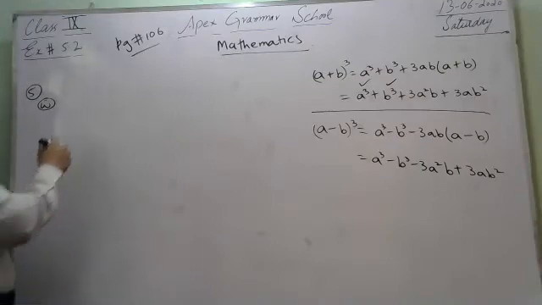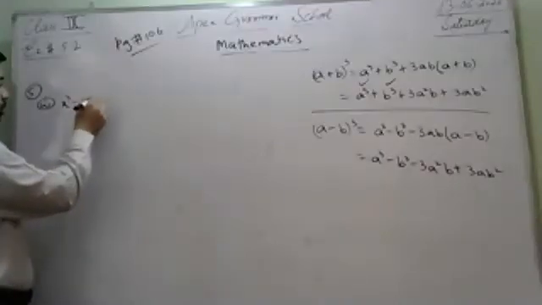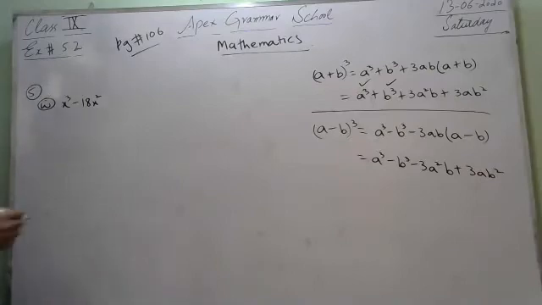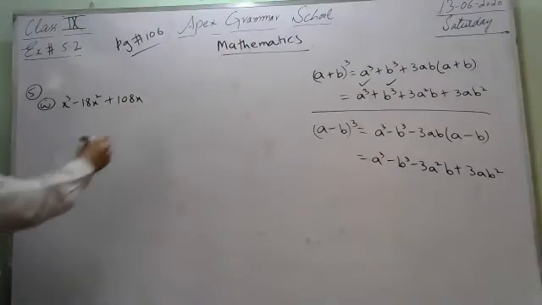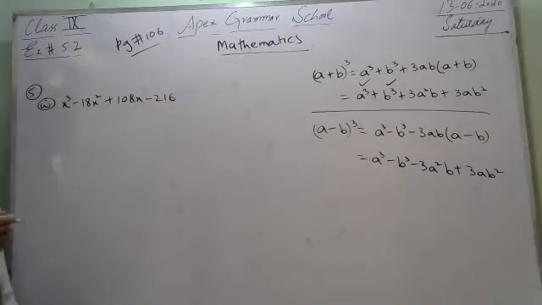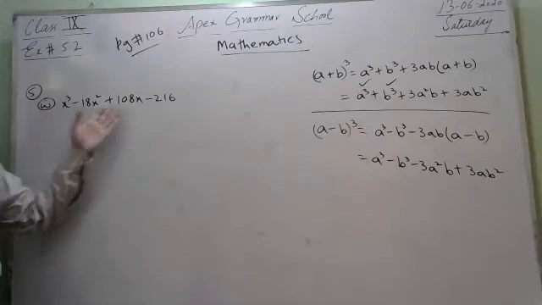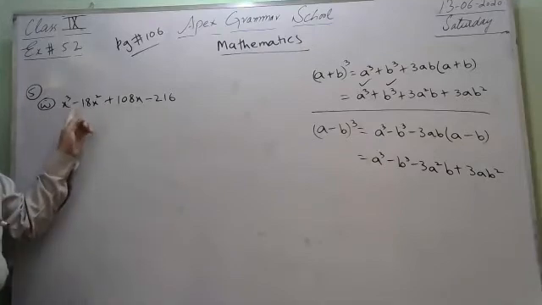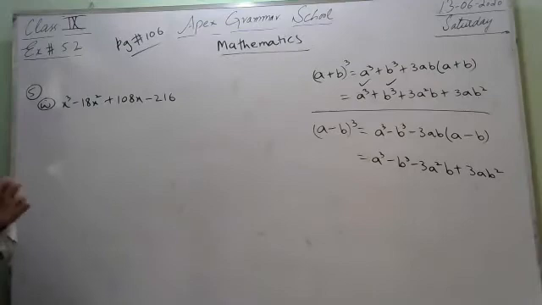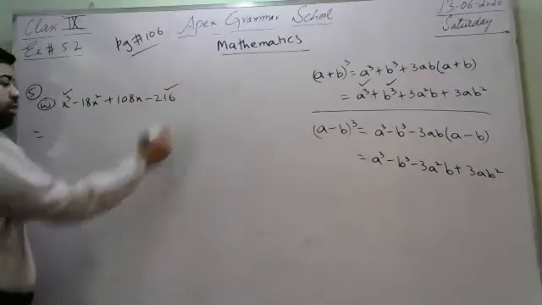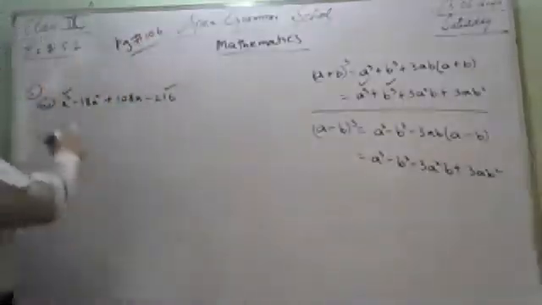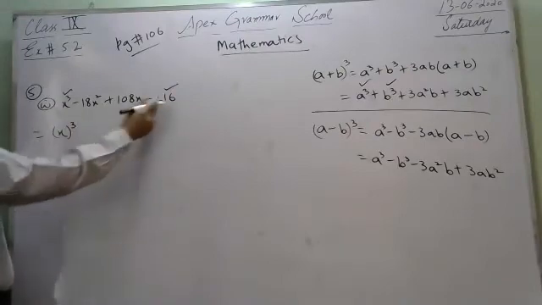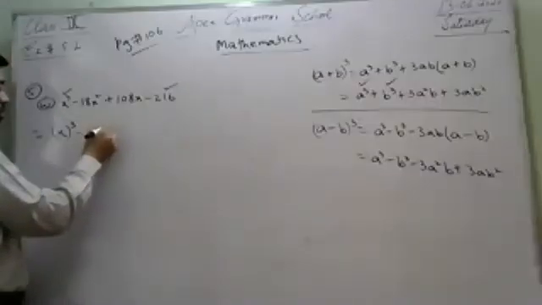x cube minus 18x squared plus 108x minus 216. Now you can see that there are 4 terms with a cubic, and it already contains 2 negative signs, so it is a minus b whole cube type. You have to find 2 cubes. First is positive and second is negative. First is this x cube and second is minus 6 cube.